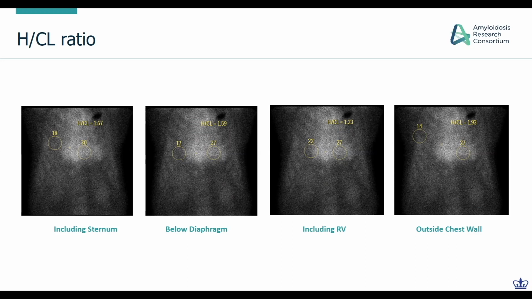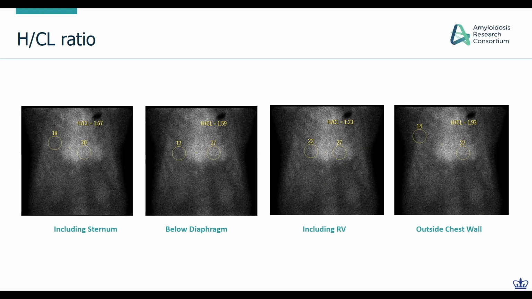But what is important is you have to make sure that your ROI, which you're drawing for the LV, is away from the sternum. Otherwise, your counts would be off. On the left, you can see it's including a little bit of the sternum in your ROI, and your heart to contralateral ratio is going to be significantly higher than it is supposed to be.